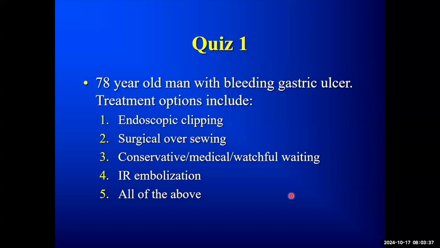All of the above is correct, exactly. The endoscopists are great at clipping these things. It's fairly unusual in 2024 that a surgeon would go in and oversew it. Conservative management, so medical management of peptic ulcer disease, fluid replacement, maybe a blood transfusion, watchful waiting, and many of these will get better by themselves. If they don't, these patients often come from GI, so they're typically going to have a go at it first. If those things don't work, then IR embolization is a great choice.